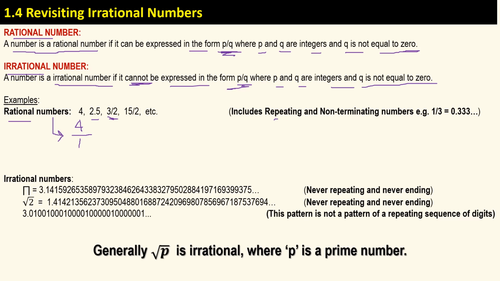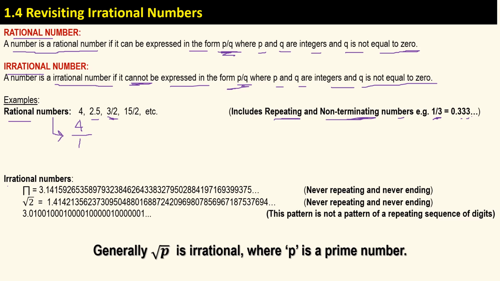Note that the repeating and non-terminating numbers, for example 1 divided by 3, which is equal to 0.333 repeated, are also called rational numbers. Another example would be 2 divided by 3, which is equal to 0.666, is also a rational number.